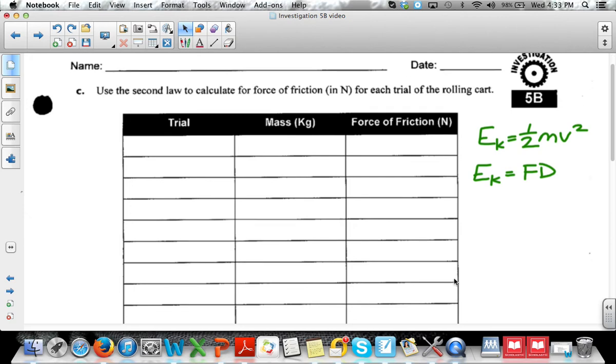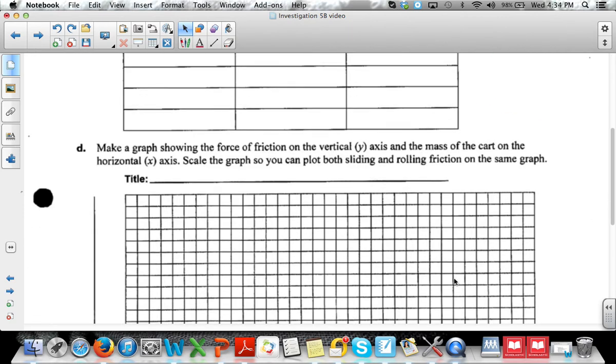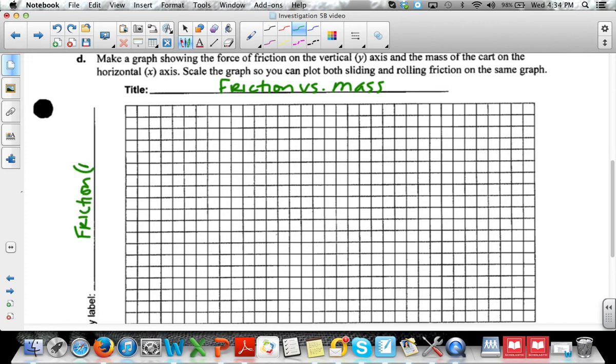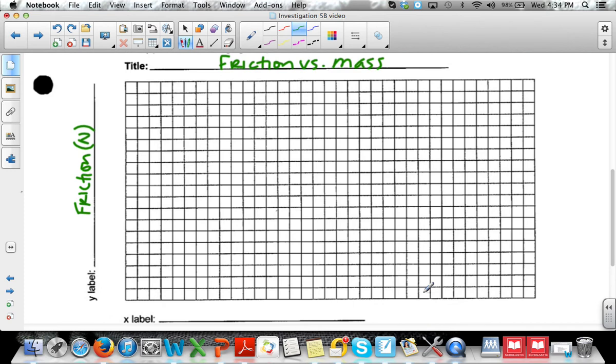Okay, now we're going to do the graph. So I'm going to scale the graph for you, and you guys can actually plot your data. But make sure you label all the parts of the graph. So the title could be friction versus mass. On the y-axis, we're going to have friction, and that's in newtons. Then on the x-axis, let me scroll down, that's going to be the mass, and that is kilograms.